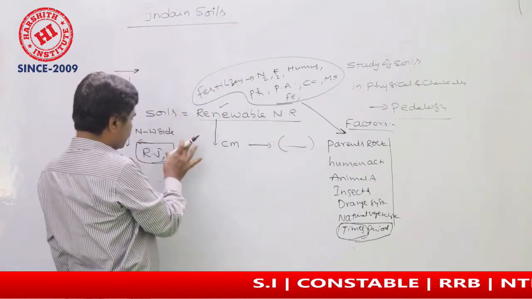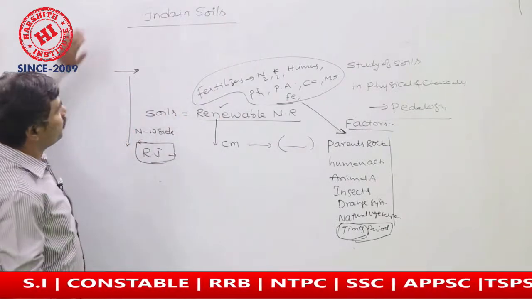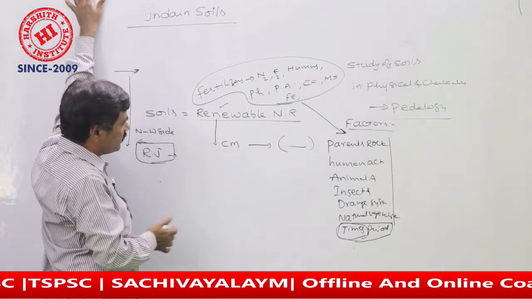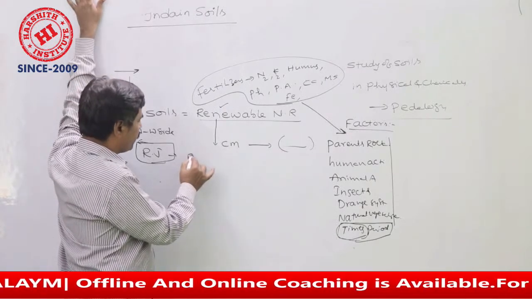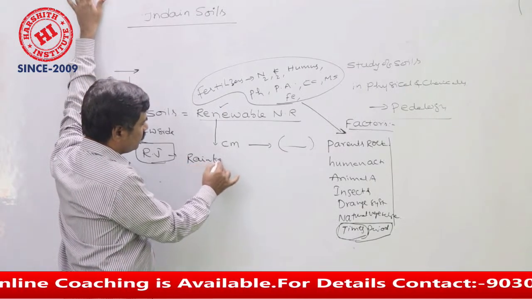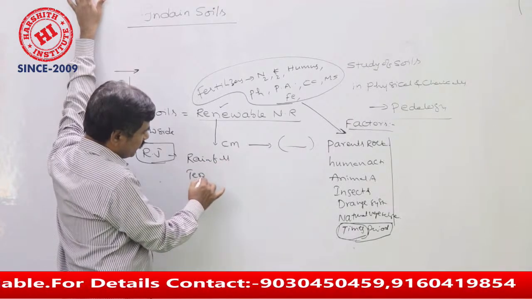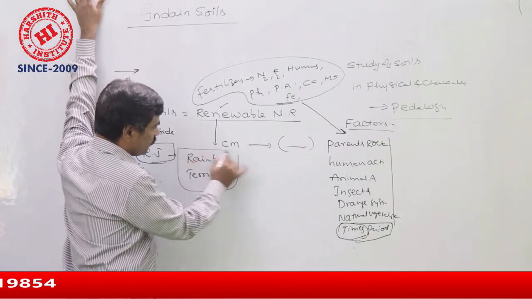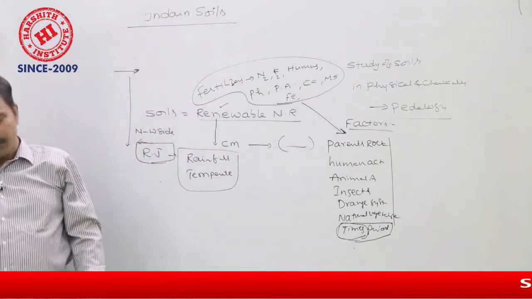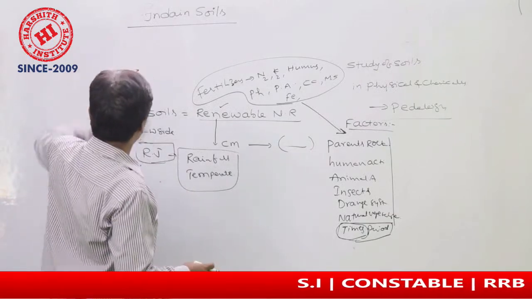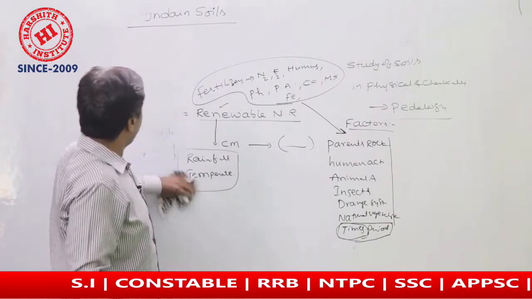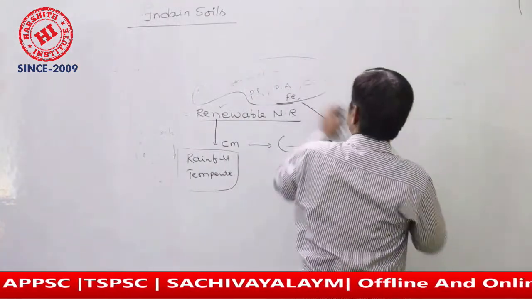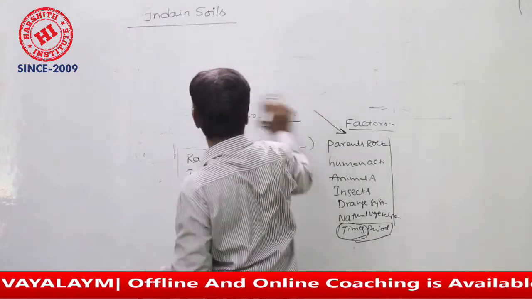Right, next, soil fertility is improved by the above factors, majorly rainfall and also temperature. These both also decide the climate system to improve the soil fertility. Right, next, according to the Indian Meteorological Department.